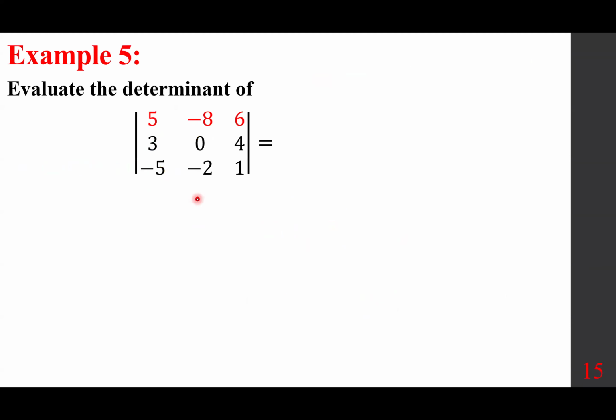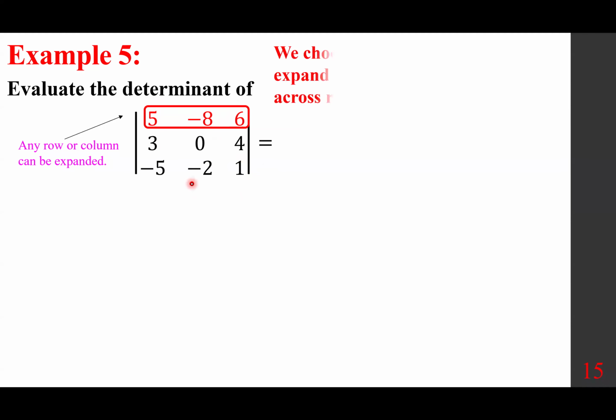Evaluate the determinant of a 3 by 3. Any row or column will do. If we go with this, remember, as far as that negative 1 to the power of i plus j, just alternate. The first one is positive, okay? So 5 times, get rid of this, the determinant of that, minus 8, get rid of this, the determinant of this 4, plus 6 times, get rid of that, the determinant of this. We choose to expand across row 1.